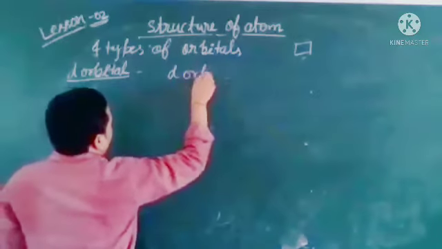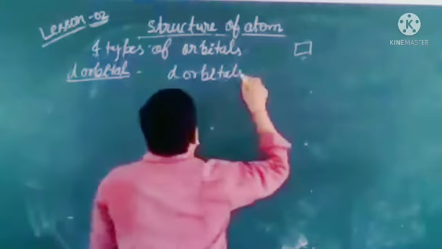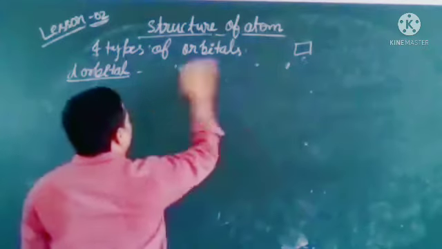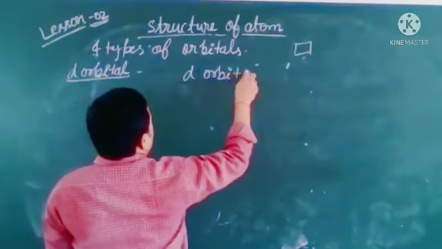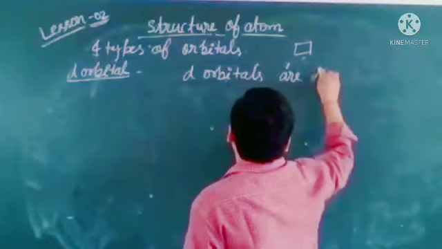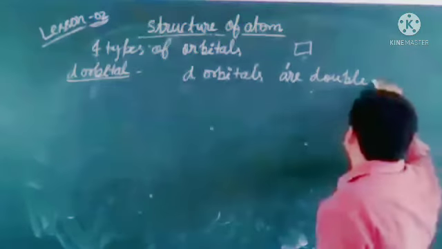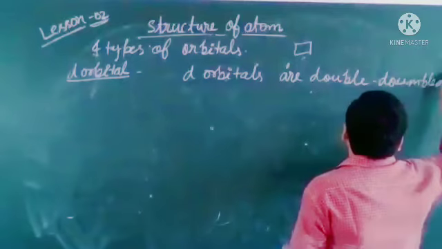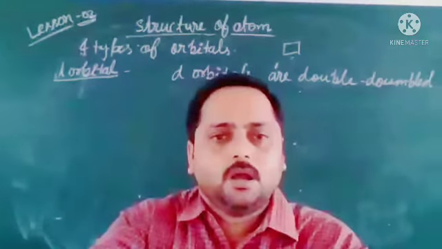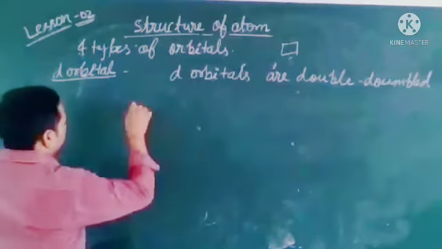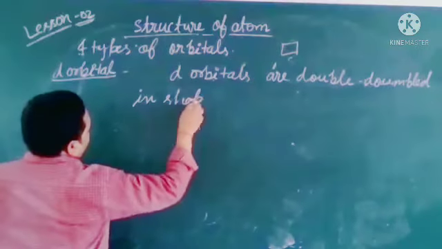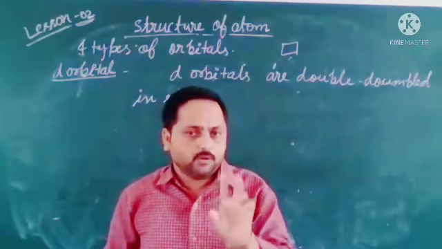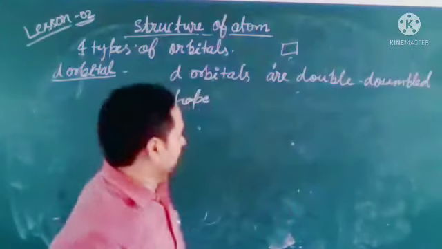D orbitals are double dumbbell shaped. You have seen the dumbbell shape of the p orbital, so you might be knowing.